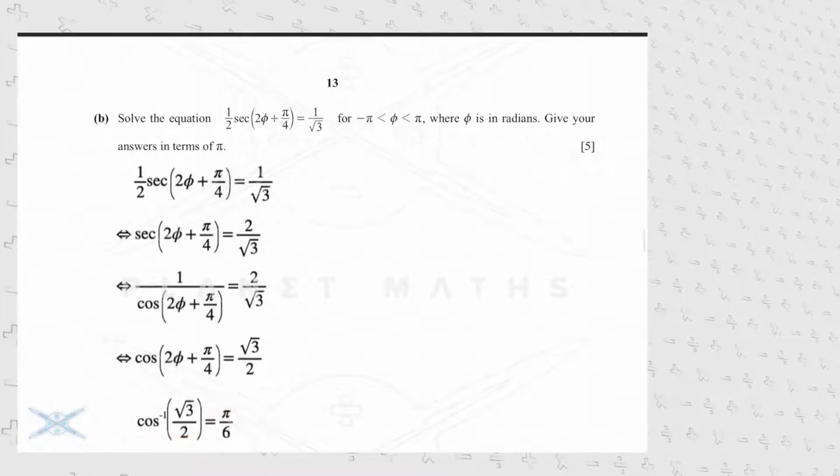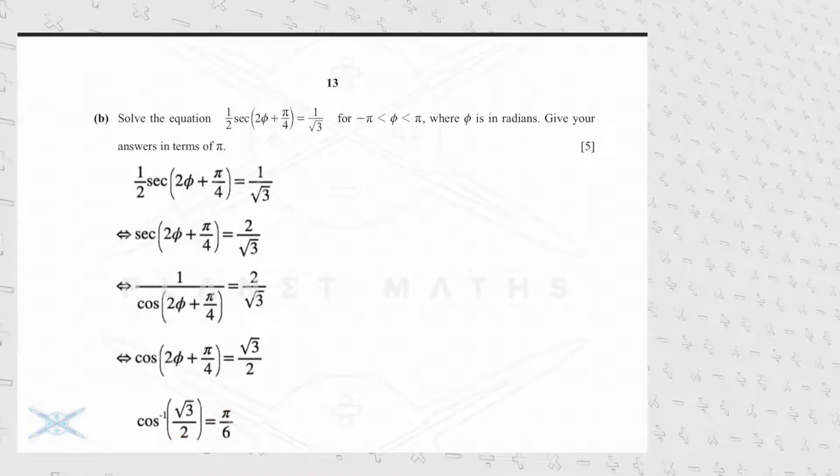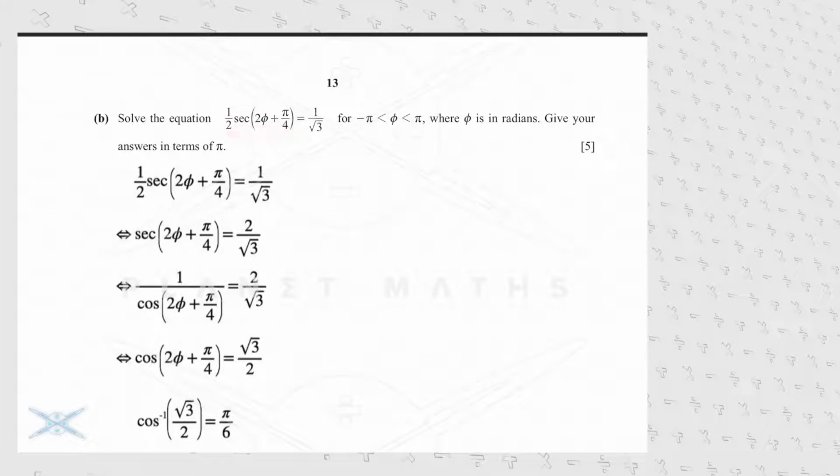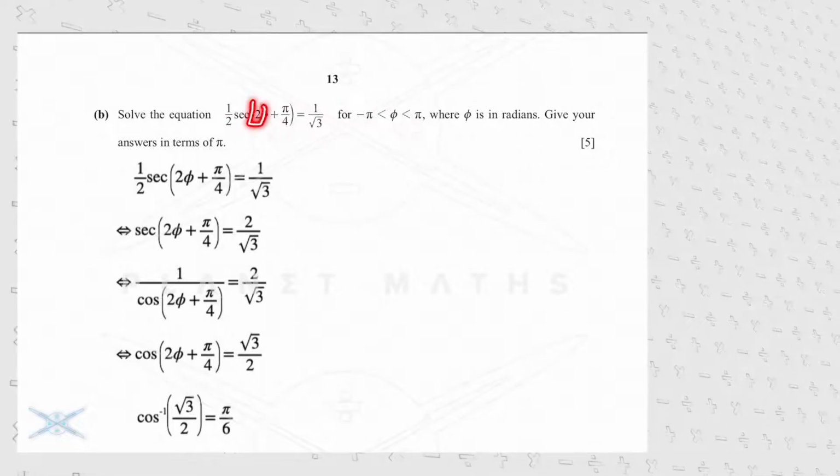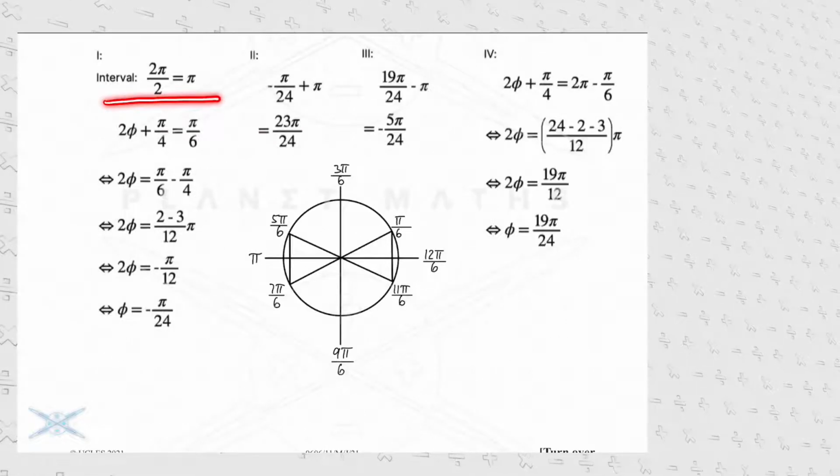To determine the remaining solutions, we need to figure out the interval of this function, which can be defined by dividing 2 pi by 2, which delivers us pi.